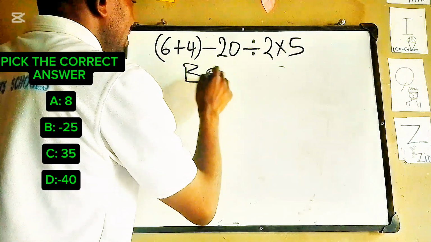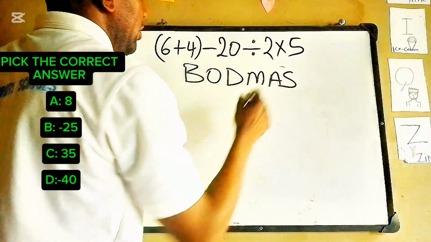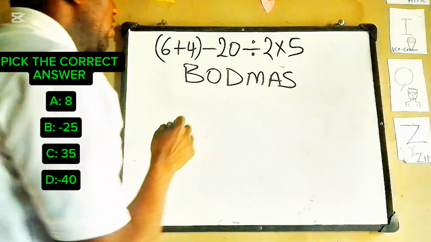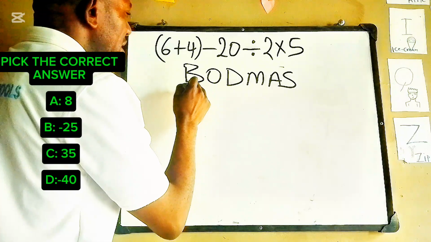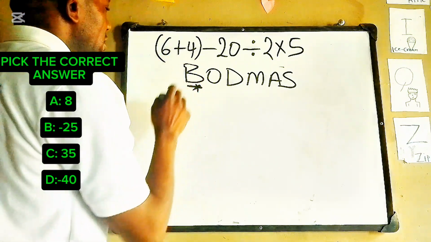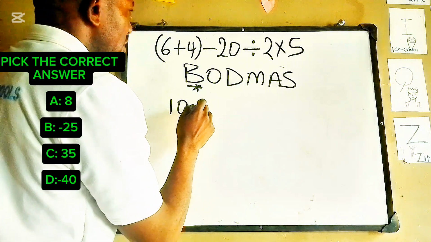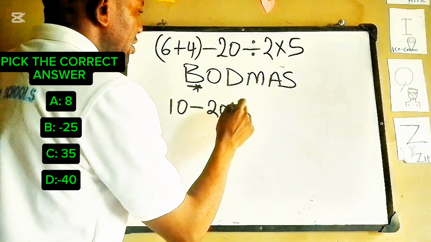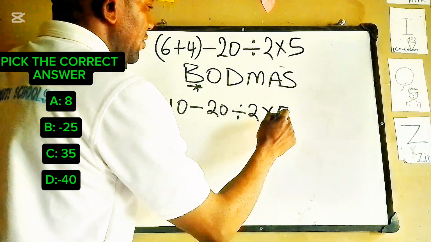Use the BODMAS rule so that you can be able to solve it. B stands for bracket. Start with the bracket. This is 6 plus 4, you have 10. Minus 20 divided by 2 times 5.